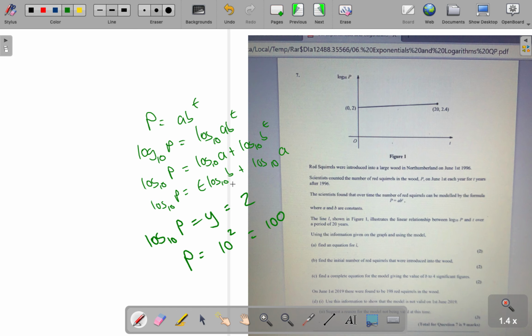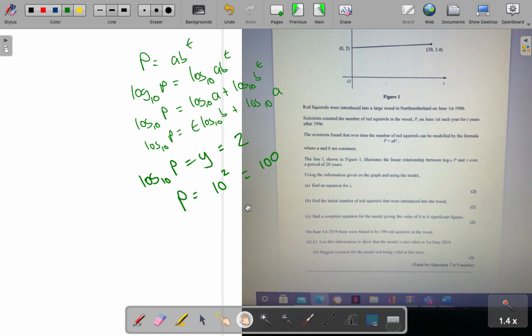So when t equals 0, you find that the initial value on the graph is log base 10 p. We want to find p, so we just have to rearrange this formula. So log base 10 p equals 2, so p equals 10 squared, which is 100. Find and complete an equation for the model giving the value of b to 4 significant figures. So this is part B.